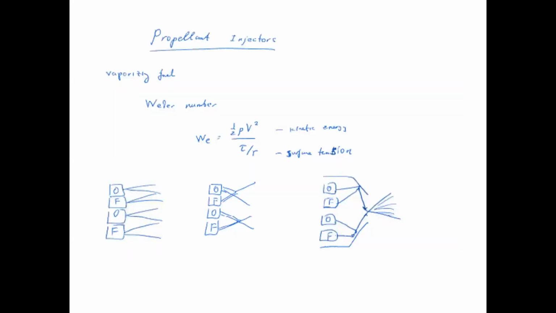Then we will talk a little bit about the propellant injectors. So obviously you want to not just pump, but you also want to inject the propellant. So how the injectors are designed: you can calculate it, it depends upon the Weber number, We, which is a function of kinetic energy divided by the surface tension.